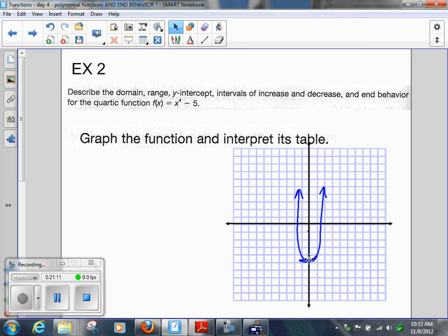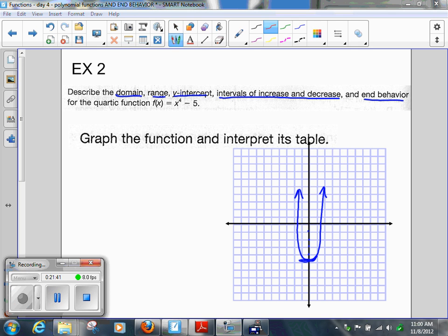All right, look at all the things you have to find: the domain, the range, the y-intercept, the intervals of increase and decrease, and the end behavior. Folks, find everything up until end behavior. You can do that yourself. You don't need me to guide you through it, because you're following exactly what you just did on the other example. So, what are we looking at?